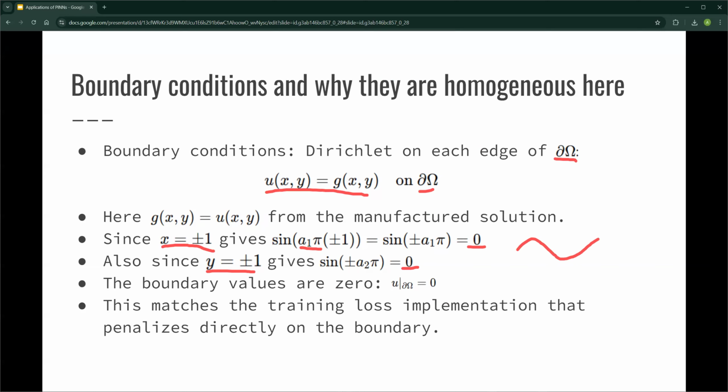So it means that the boundary condition simplifies to homogeneous Dirichlet conditions, meaning that all the boundary values will be 0. This matches the training loss implementation that penalizes directly on the boundary. Thus these boundary conditions are constrained, and they're enforced through the boundary loss term during training. It's very important when we are training our PINN, because we essentially have two loss functions, one on the boundary and one on the physics itself.